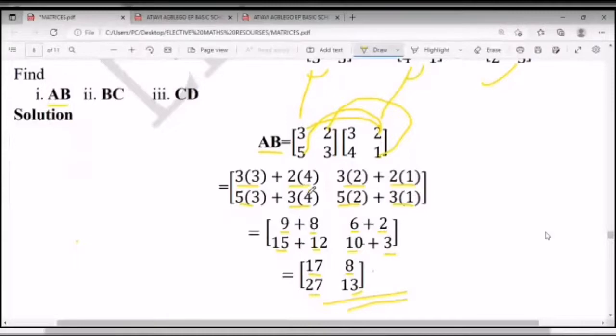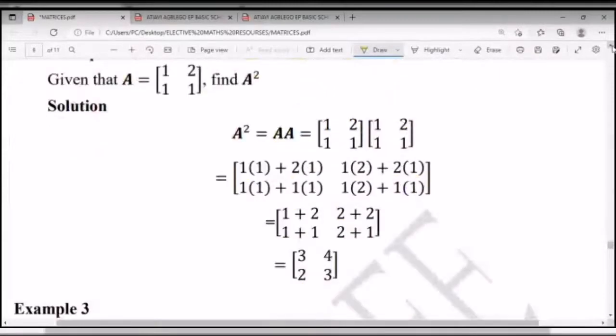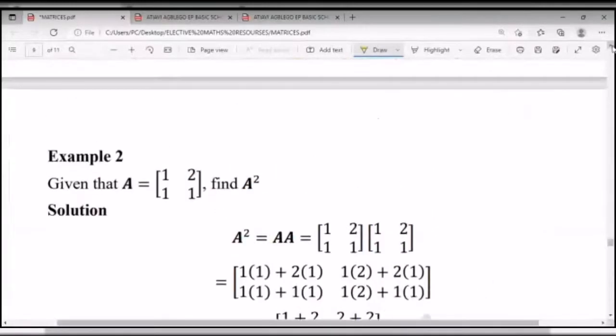Let's take example 2. Example 2. Given that matrix A has this element and this matrix is 2 by 2, we have to find A square. This A square means A times A, which is the same as this. So we are going to repeat the matrix here 2 times. They are products. So how do we solve this?